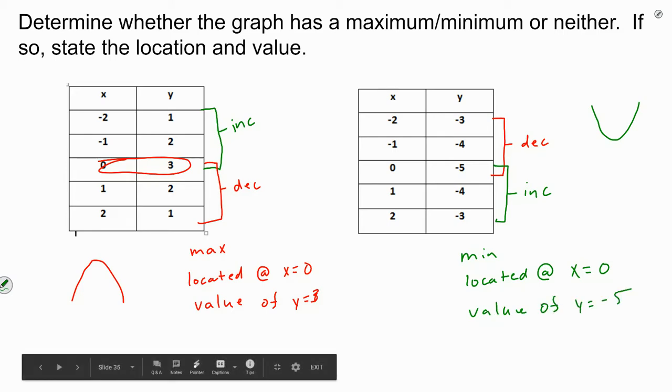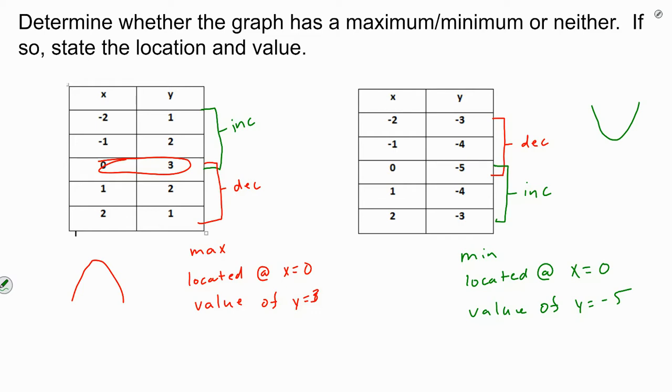Now, not every max and min on a table is going to be located at 0. It's just the convenience of this problem. But that's it. That's how we determine maximums and minimums from a function.